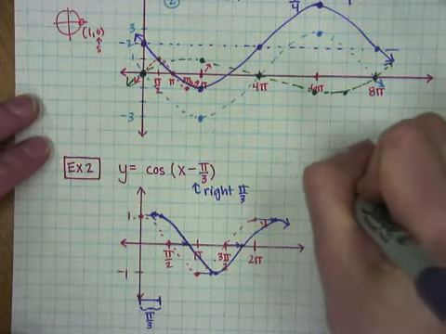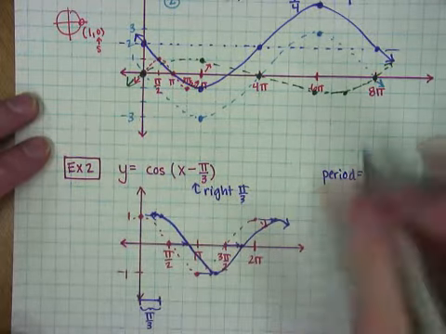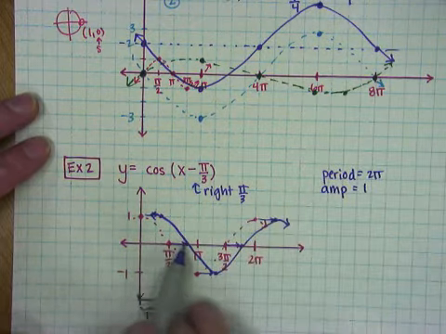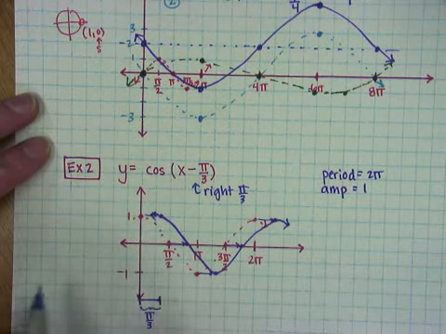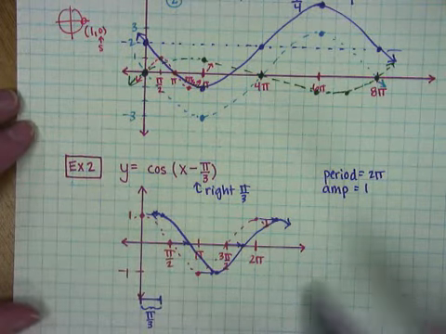Oh, by the way, the period here is 2 pi since we didn't have anything in front of the x, and the amplitude is 1 because from the center of the wave to the top is 1 unit, even though I made it look like 2 because I used 2 boxes for 1 unit.